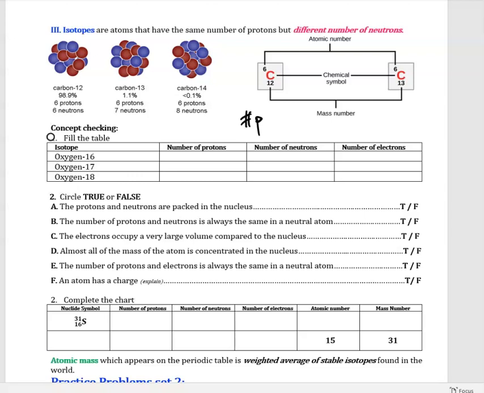Every atom with the number of protons in its nucleus equal to 1 is hydrogen. If the number of protons equals 7, it is nitrogen. So the number of protons inside the nucleus is like an ID for every atom.